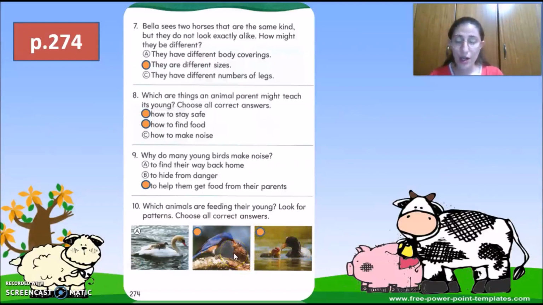Clear so far? When they say look for a pattern, it means look for something that is being repeated. When they say look for something that is being repeated, it means what? It means something that is being repeated in both pictures. We could observe that these two animals are feeding their young. Clear? That's why we chose letter B and C.